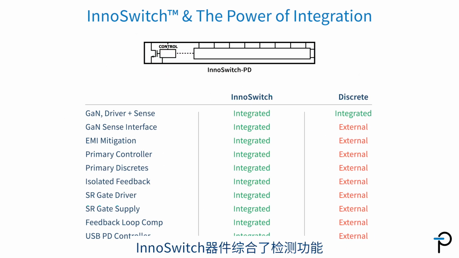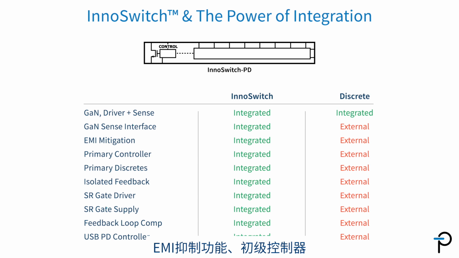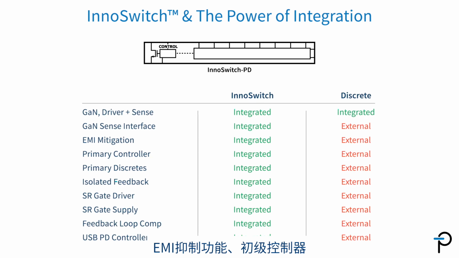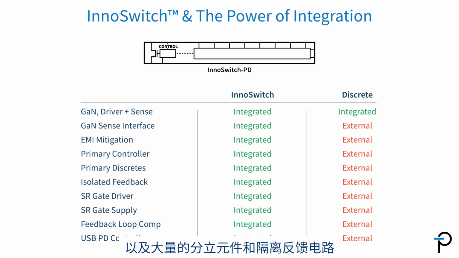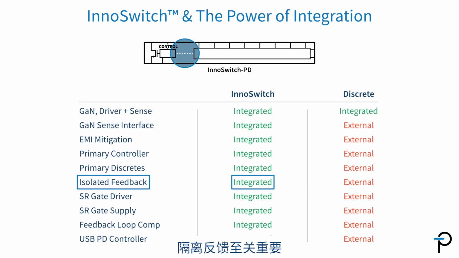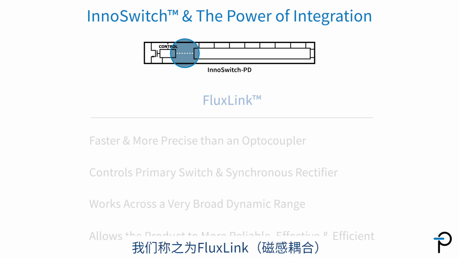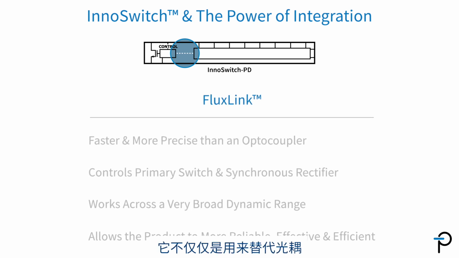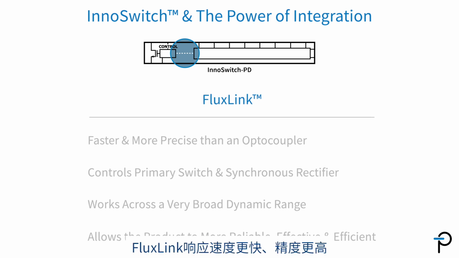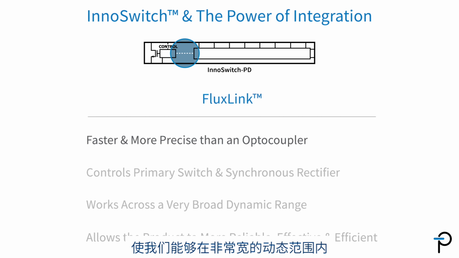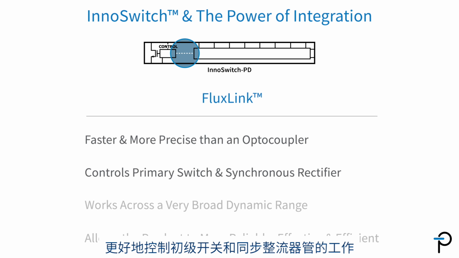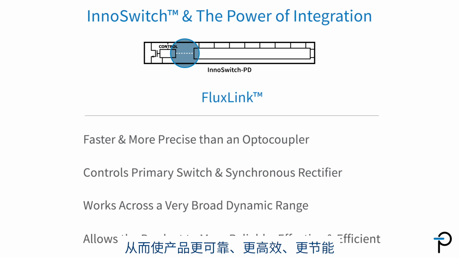The InnoSwitch device incorporates the sense, the EMI, the primary controller, a vast number of discrete components, and the isolated feedback. That isolated feedback is critical. We call it flux link, and it's more than just a replacement for an optocoupler. The flux link is faster, it's more precise, and it allows us to do a much better job of controlling the primary switch and the synchronous rectifier in a way that works across a very broad dynamic range and allows the product to be more reliable, more effective, and more efficient.